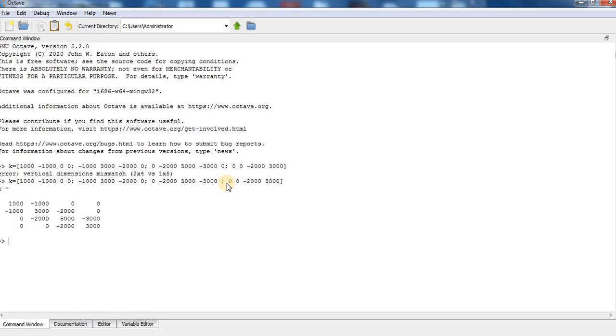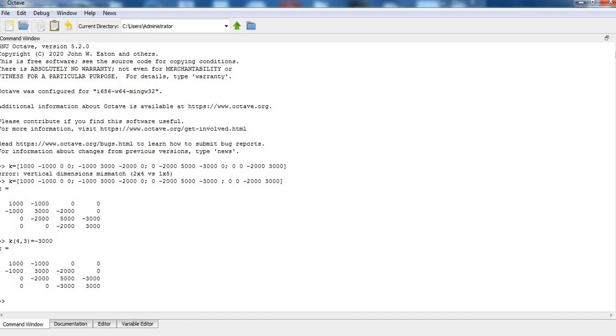stiffness matrix. So 1000 minus 1000 minus 1000, 3000 minus 2000 minus 2000, 5000 minus 3000. Oh my god. So this should be minus 3000, I suppose. So you just modify like this, that K 4 3, isn't it? So 4 comma 3 is not minus 2000 but minus 3000. So if you put, so I think now it's correct.